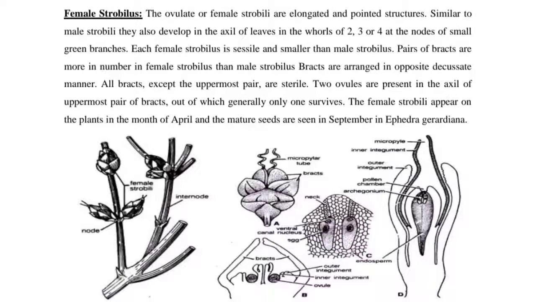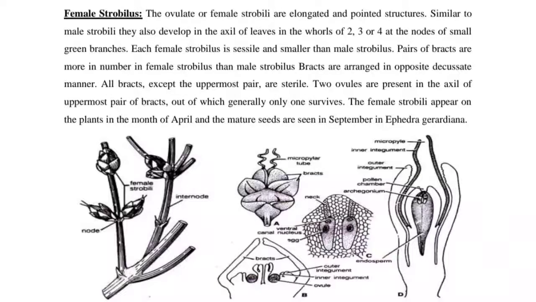Female strobilus. The ovulate or female strobili are elongated and pointed structures. Similar to male strobili, they also develop in the axil of leaves in the whorls of 2, 3 or 4 at the nodes of small green branches. Each female strobilus is sessile and smaller than male strobilus. Pairs of bracts are more in number in female strobilus than male strobilus.